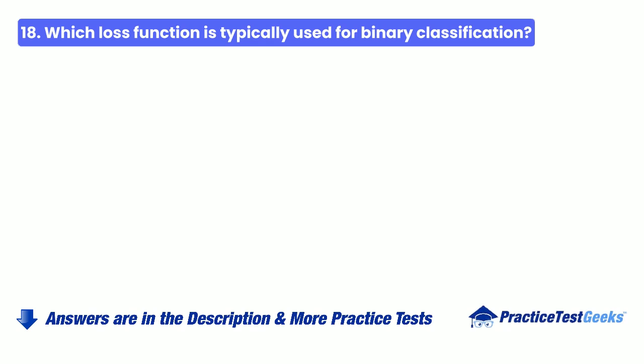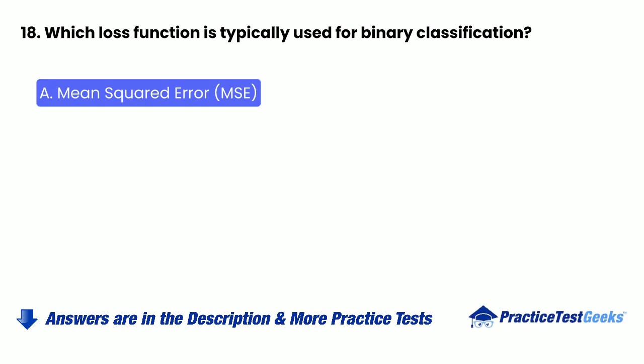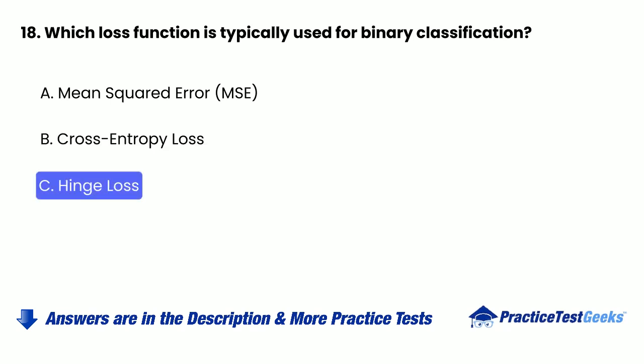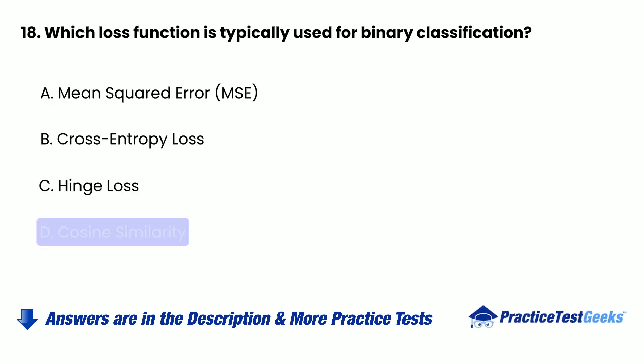18. Which loss function is typically used for binary classification? A. Mean squared error, or MSE. B. Cross-entropy loss. C. Hinge loss. D. Cosine similarity.